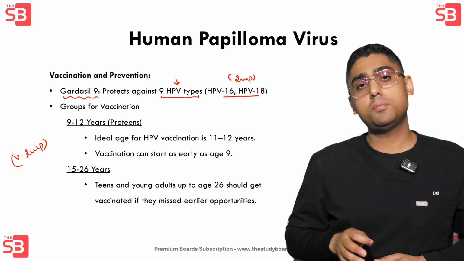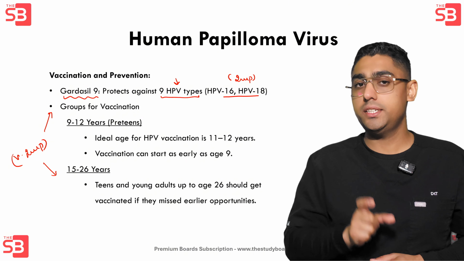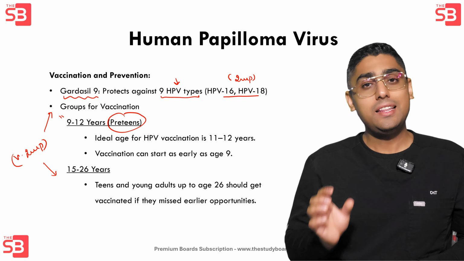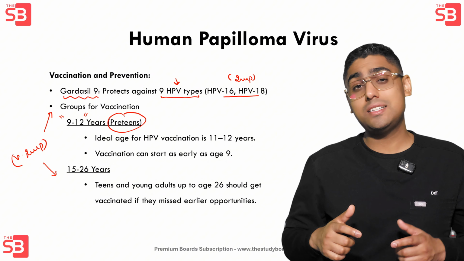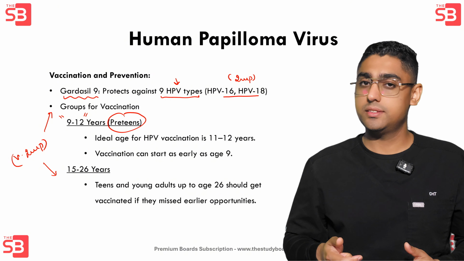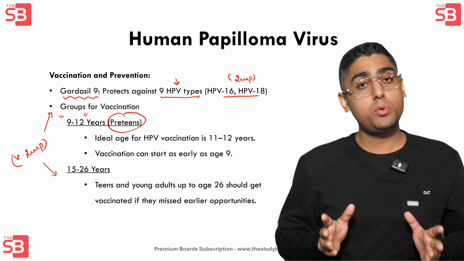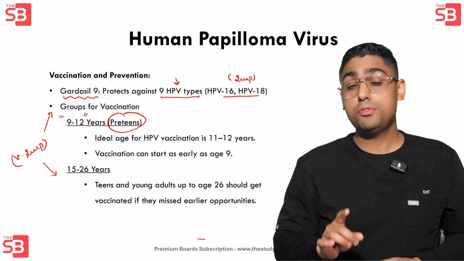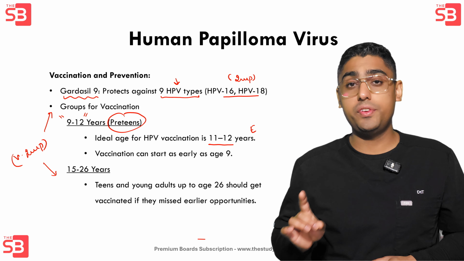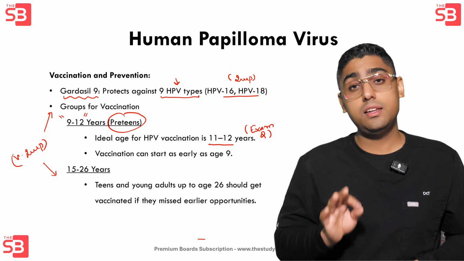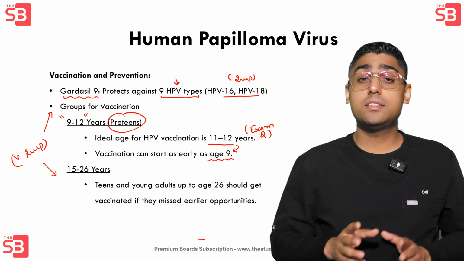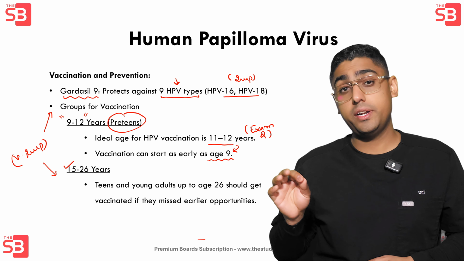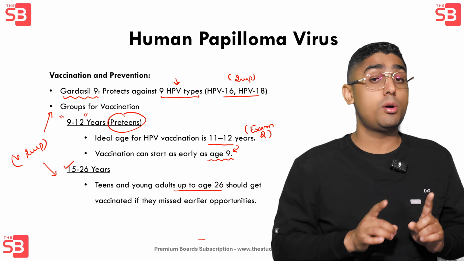Now, for us to understand this part, we have to understand the definition of preteens. Preteens are children who are generally aged between 9 to 12. This stage precedes adolescence and is a time of significant growth and development. Now, there are two main groups that we should think about. The first one is 9 to 12 years of age, that is the preteens category. The ideal age for HPV vaccination is 11 to 12 years, but the vaccination can start as early as 9 years. Now, the second category is the age between 15 and 26 years. Teens and young adults up to the age of 26 should get vaccinated if they missed earlier opportunities.